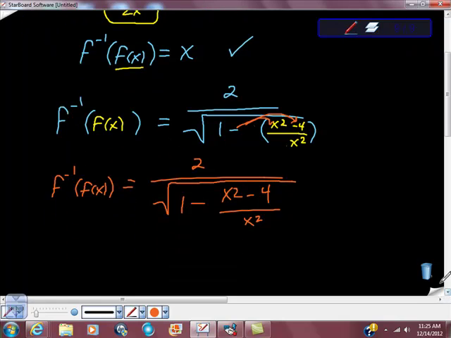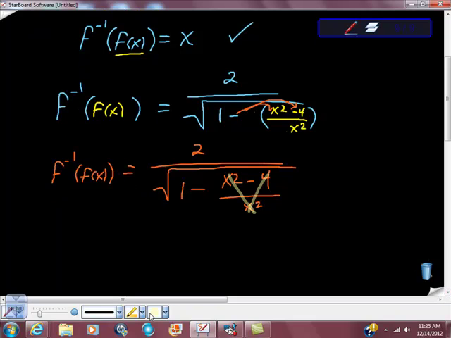If you look at it for a second, it starts to clean up. It looks like crap for a second, but it's going to clean up pretty nicely, because what I'm going to do is partition this piece out. What I'm looking at is this over this. So I have this over this, which is 1, and this over this, which is negative 4 over x squared.